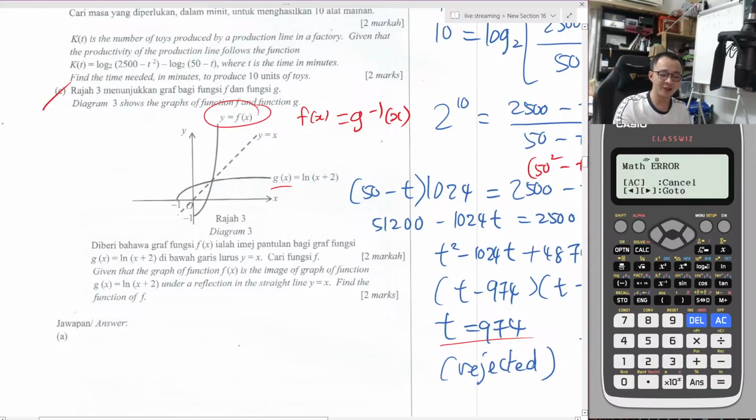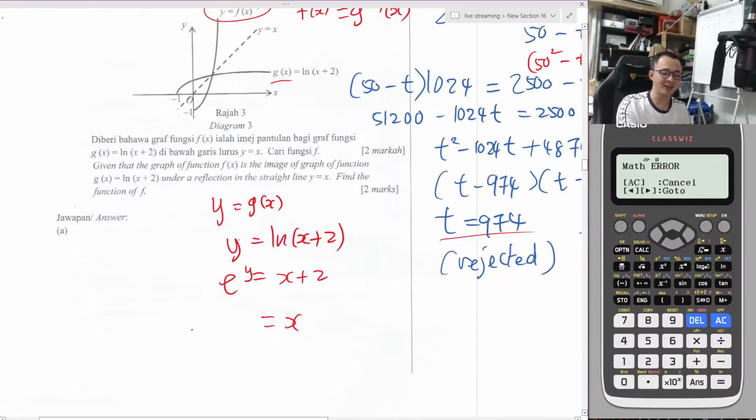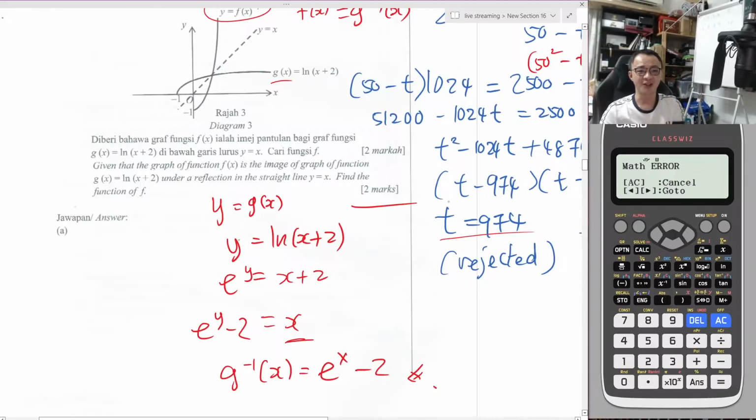So therefore, if I want to find the G inverse, I will make y equal to g(x). Then y will equal ln(x plus 2). Moving ln to the other side is exponent power of y equals x plus 2. I want to make x the subject, right? So x is exponent y minus 2. My x will be my G inverse, right? G inverse x is exponent x minus 2. Done. Okay, 2 marks for inverse function.